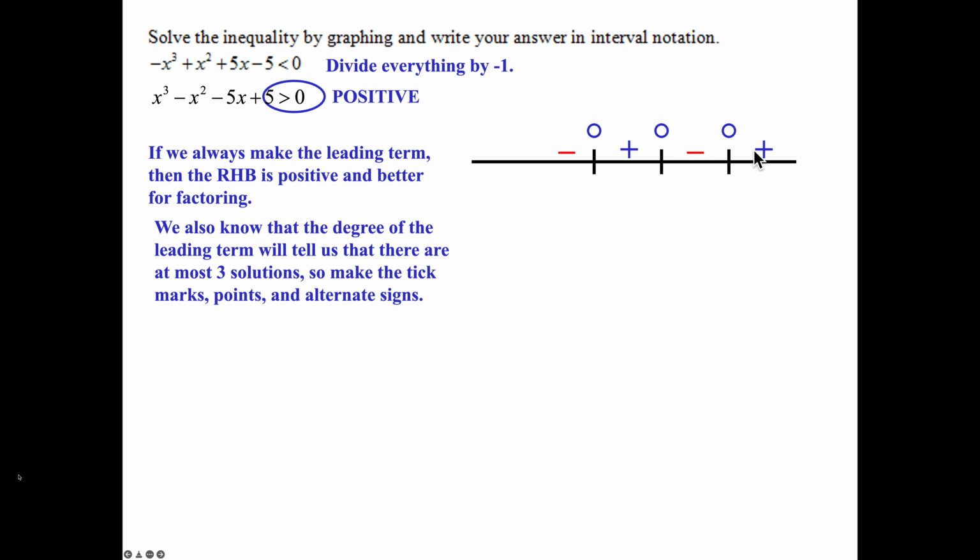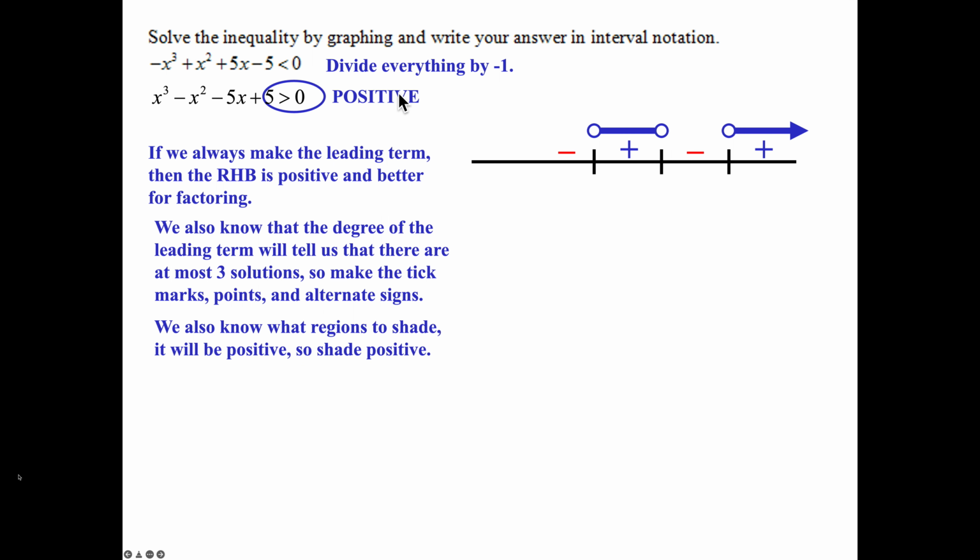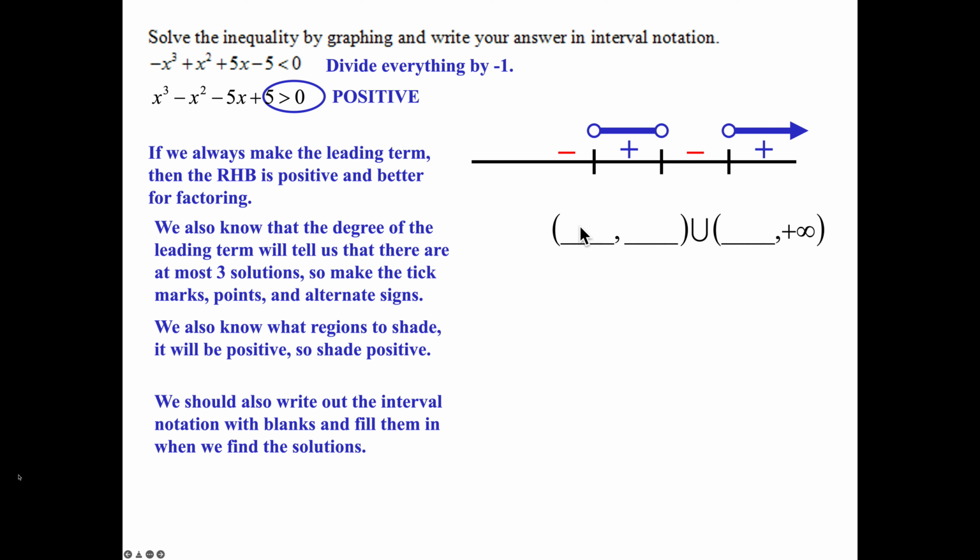I need the right-hand behavior to be positive, and I alternate to the left. I want positive, so I shade in the positives. I set up what my answer looks like. Open interval, left parenthesis, blank, comma, blank, right parenthesis, union, left parenthesis, blank, comma, infinity. Could it really be this easy? Yes. If anybody talks you into doing more work, leave that person. Tell them to call me. All we have to do is solve for x.